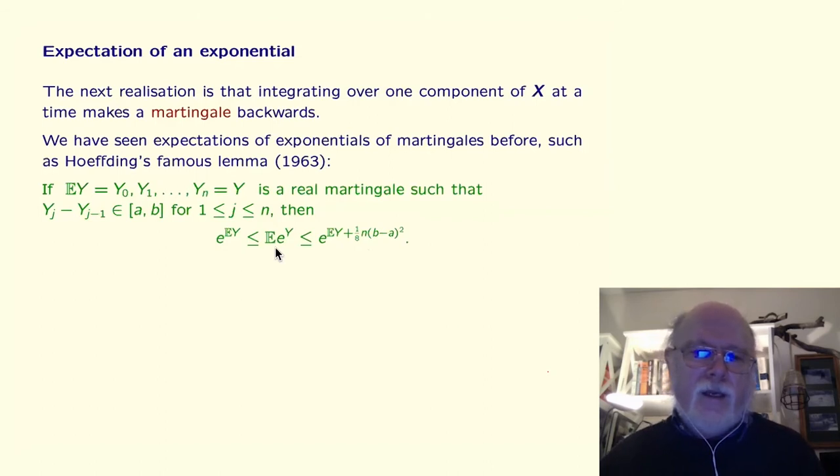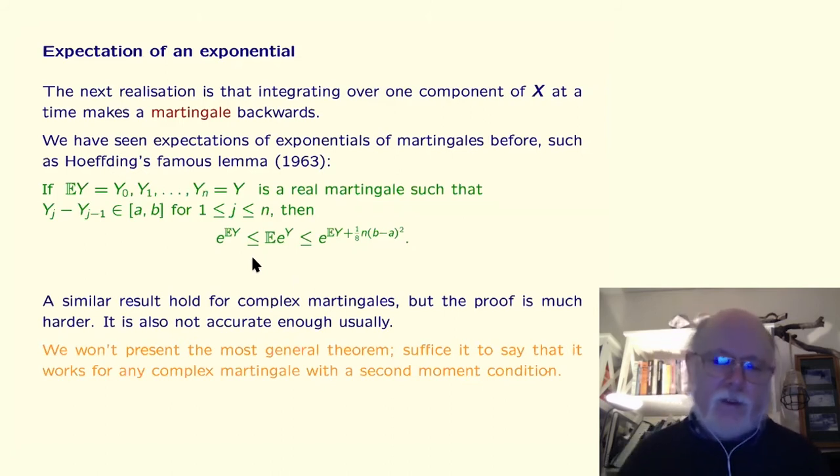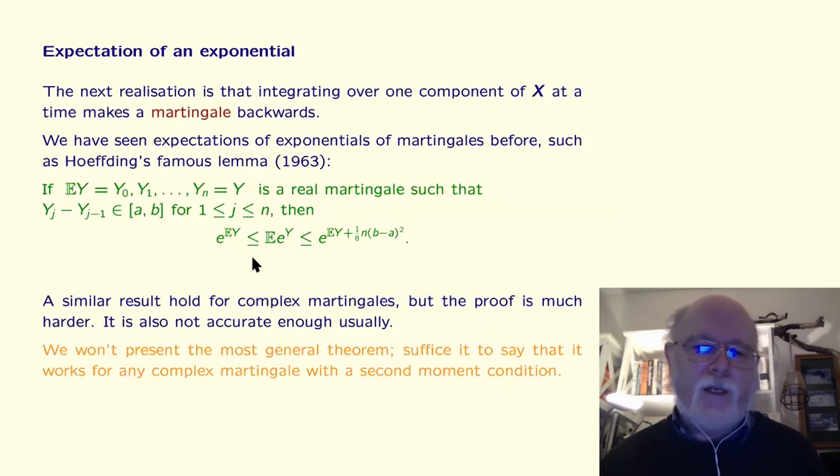and use this as our estimate of our integral. However, Hoeffding's lemma only works exactly like this for real martingales. Something like this is also true for complex martingales, but it's harder to state and much harder to prove. And usually it's not quite accurate enough. We have to go a bit further. And I'm not going to show you the most general theorem we proved about the expectation of the exponential of a complex martingale. By complex martingale, I just mean one where the variables have got complex values, nothing more than that. The problem in the proof is that the exponential function is not convex in the complex plane, even though it's convex in the real line. And that's why the proof is harder, essentially.